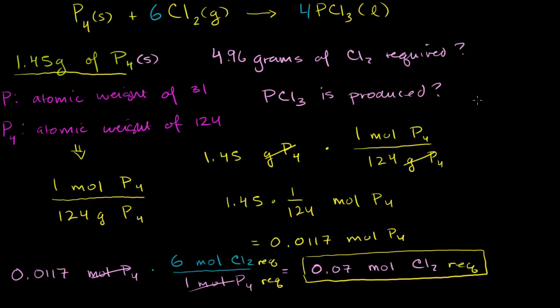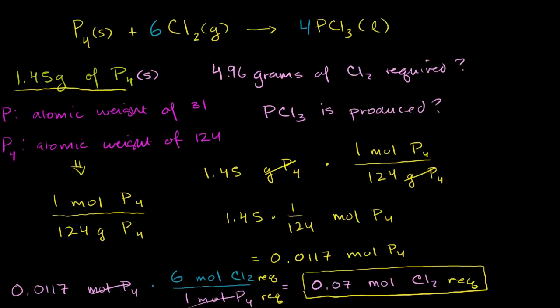Now, the second question is how much phosphorus trichloride is produced. There are two ways to do it, an easy way and a hard way. The easy way says, well, mass is conserved. The total mass on this side has to be equal to the total mass on that side. The slightly harder way is you could do the exact same thing we did with the chlorine gas, but with the phosphorus trichloride. You could say, for every mole of this, I need 4 moles of that, and then figure out the mass of each mole and multiply. But let's do it the easy way.